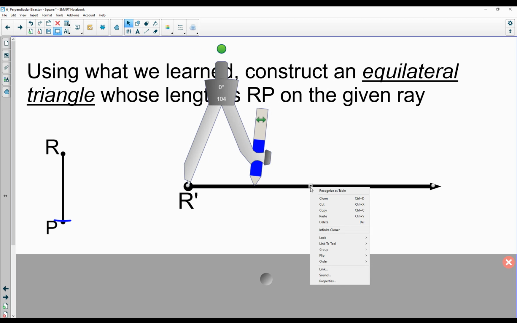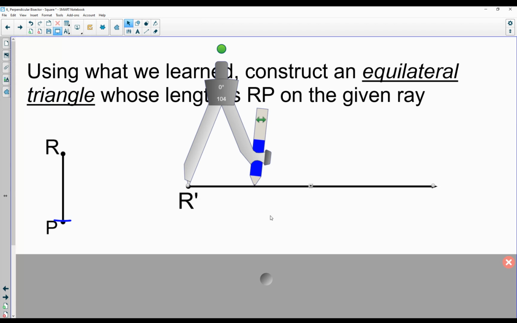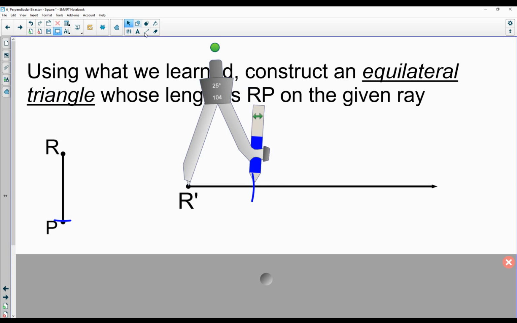Try to get to the middle of the point. There we go. And we're going to swing an arc through. Perfect. And this here I can label as P prime.